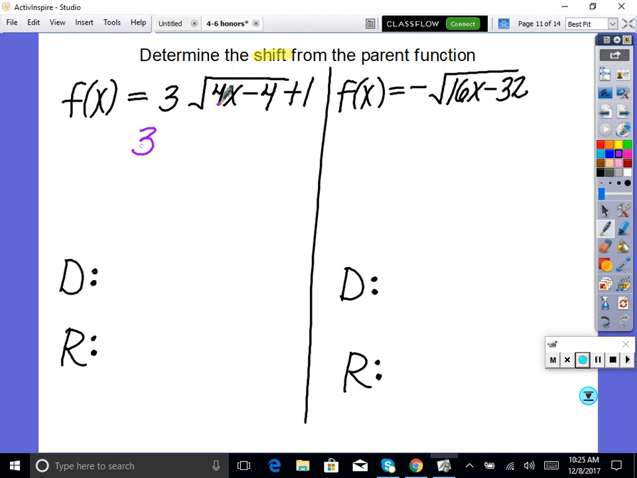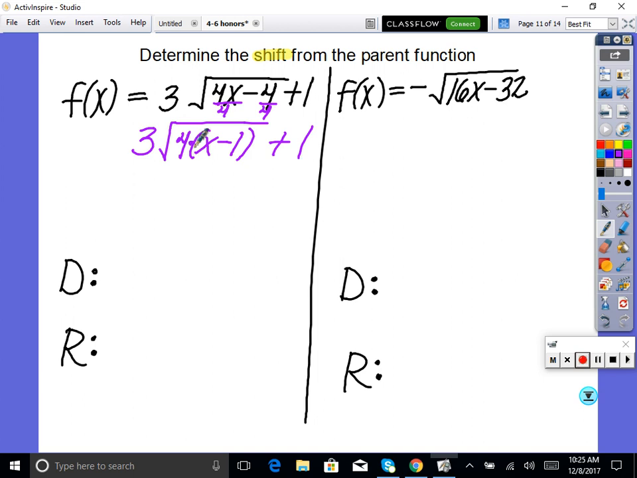So we have 3. I'm going to factor out a 4. Now, I don't mean factor it out. It can't magically flow out of the root. It's still under the root. But I'm going to pull it out of that term and that term. So I have the square root of 4 times x minus 1. And then don't I have my plus 1 out here?